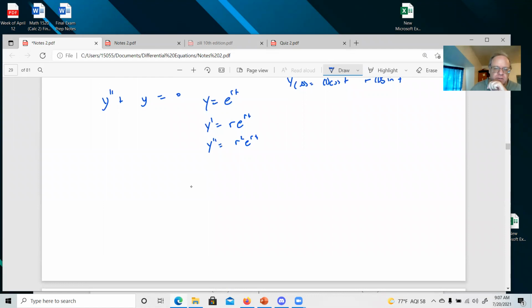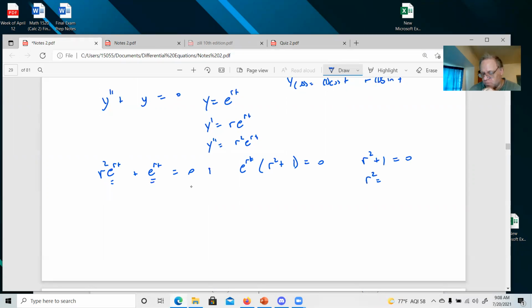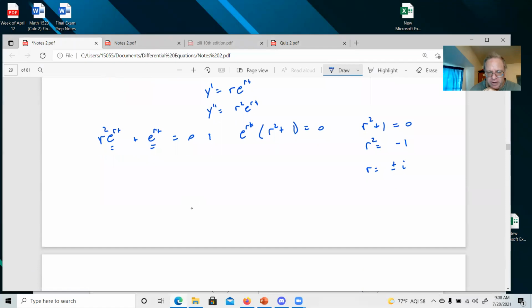So let's go through and do this. This is r squared e to the rt plus e to the rt is equal to 0. The e to the rt's are common, so we can factor those out, and then we have r squared plus 1 is equal to 0. Again, e to the rt is never equal to 0. So we just have r squared plus 1 is equal to 0. R squared equals negative 1. Now r is equal to plus or minus i. So our answer here is y is equal to e to the it plus e to the negative it.